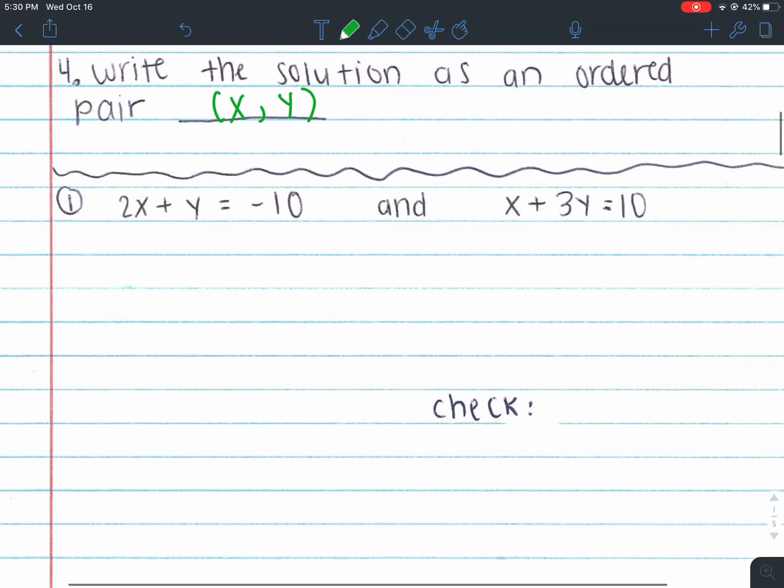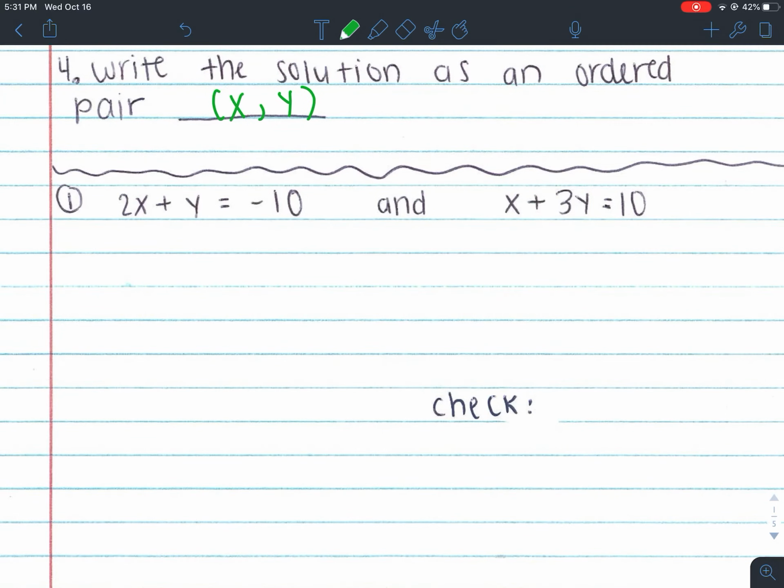Okay, so on number 1, we have 2x plus y equals negative 10 and x plus 3y equals 10. I also have room there to check, and we'll do that at the end of the first problem, but I'm only going to have you do it for the first problem because it is an extra step.